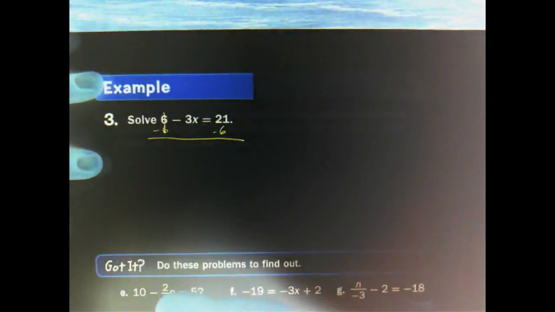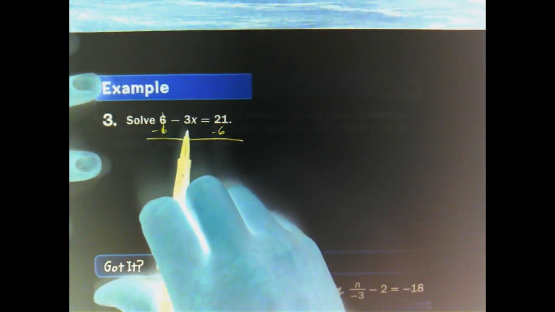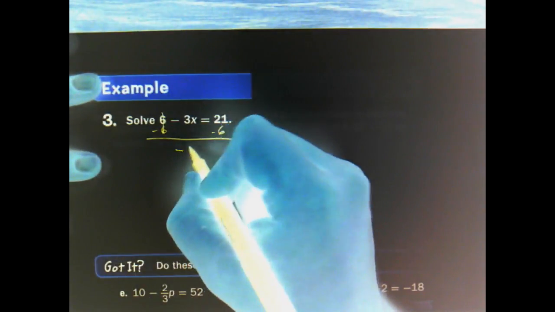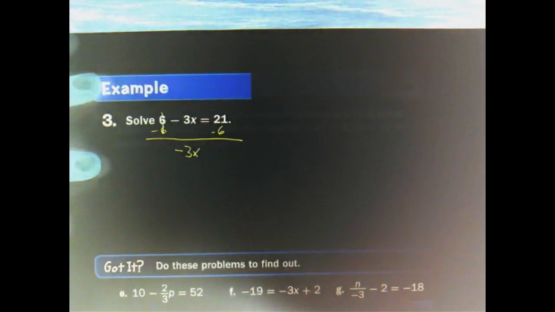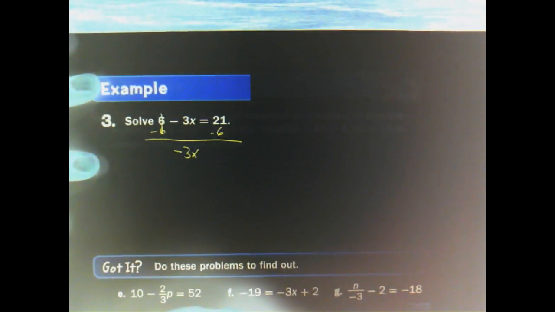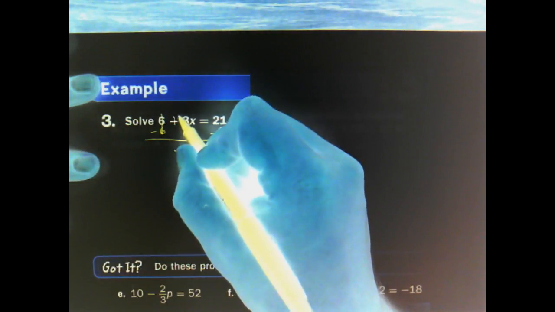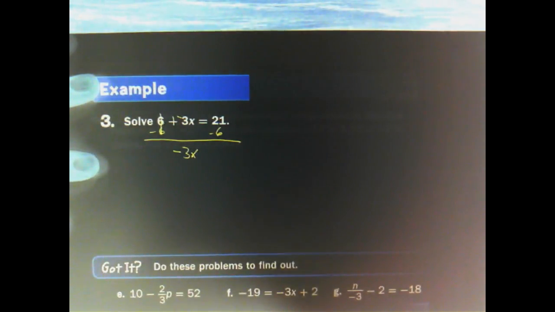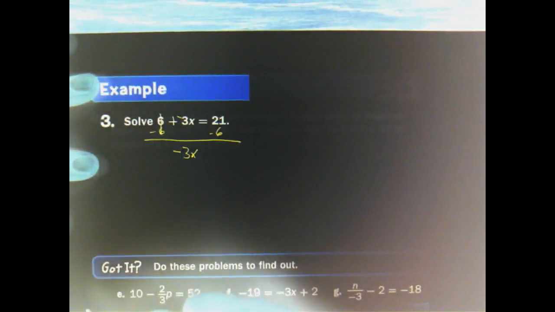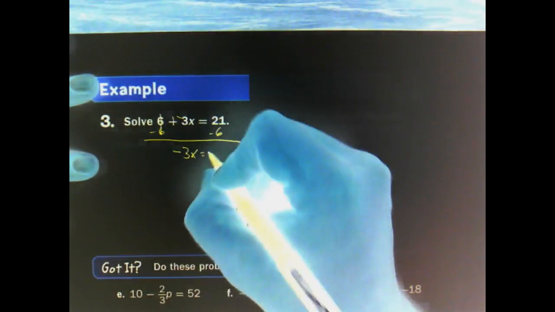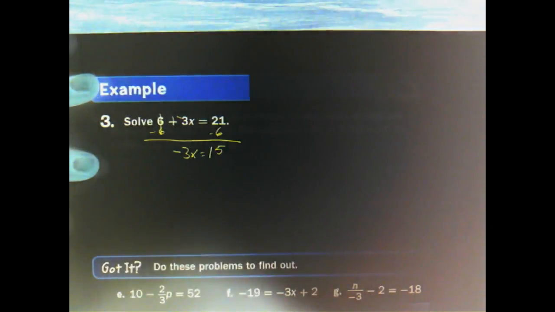Okay, so this cancels. Now, this is a minus 3x, so I'm left with a negative 3x. That minus sign means it's negative. If it helps you, you can add the opposite, plus a negative 3. That way you know that's a negative 3x. Over here, 21 minus 6 is 15.